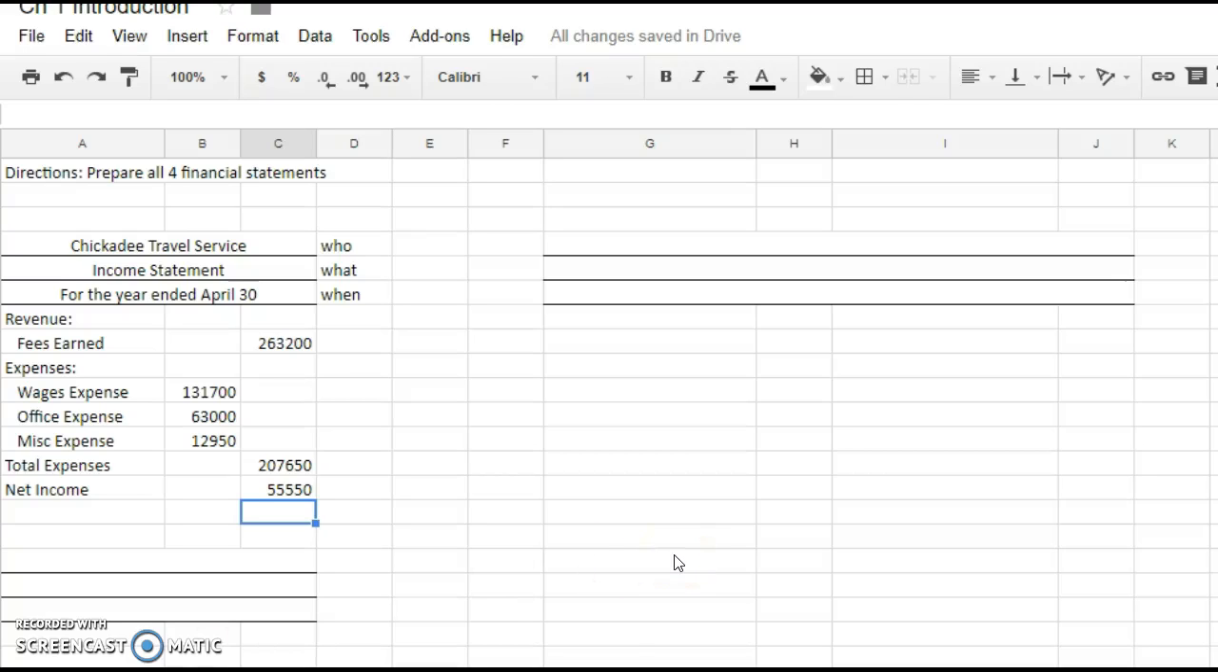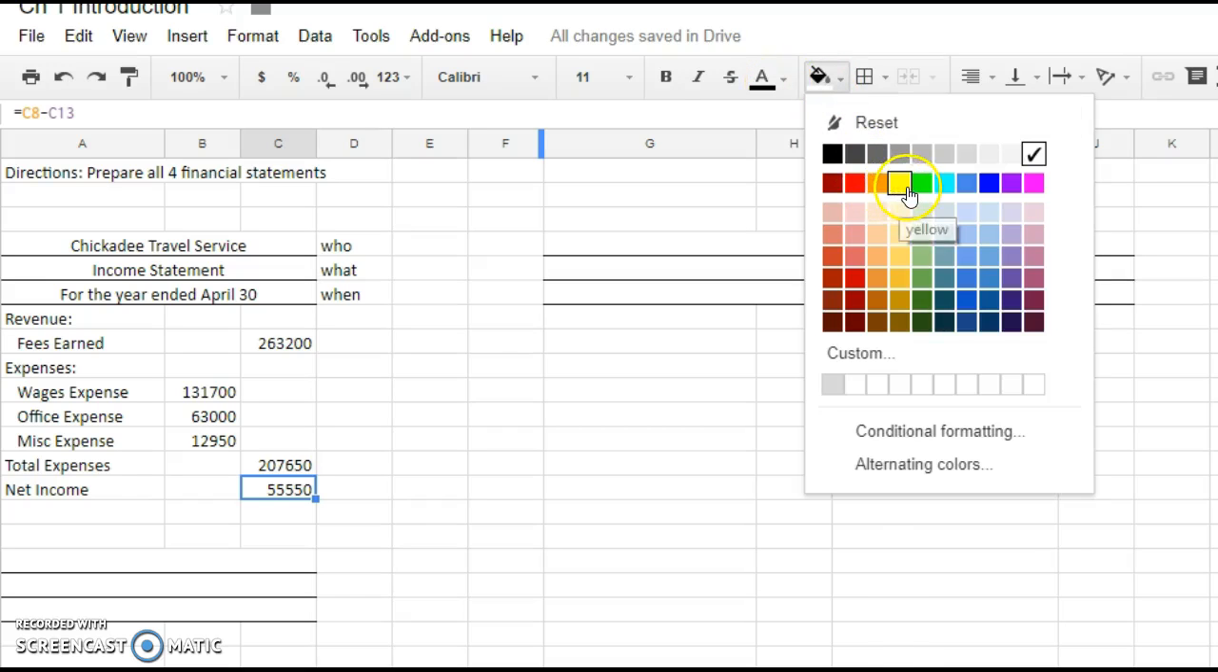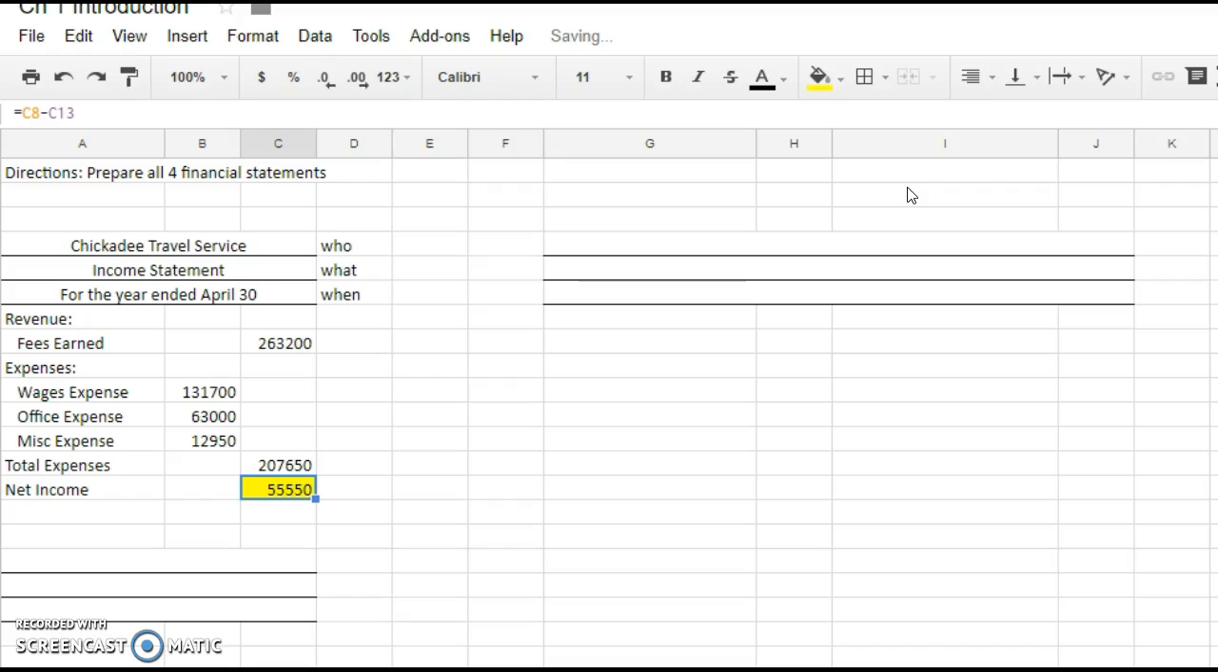Next step is to create the statement of changes in owner's equity. Now it's really important that you know that this number right here is what we are going to use on our statement of changes in owner's equity. So you created your income statement so you could figure out if you had net income or net loss. From here we'll go to the statement of changes in owner's equity.